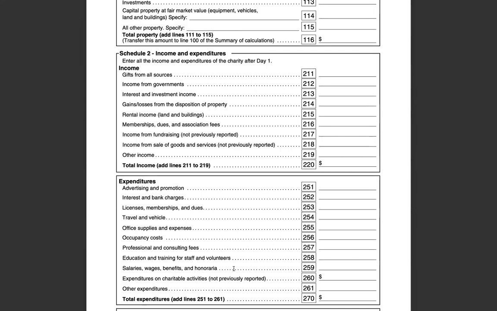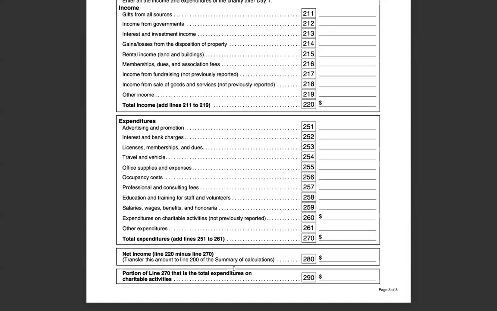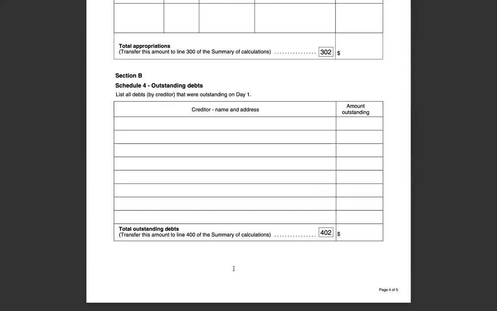Then the expenditure. On line 215: advertising and promotion, interest and bank charges, travel and vehicle, office supplies and expenses, occupancy costs, professional and consulting fees, education and training for staff and volunteers, salaries, wages, benefits and honorariums, expenditure on charitable activity, and other expenditure. But that will be net income on line 280. Then the portion of line 270, that is the total expenditure on the charitable activity.